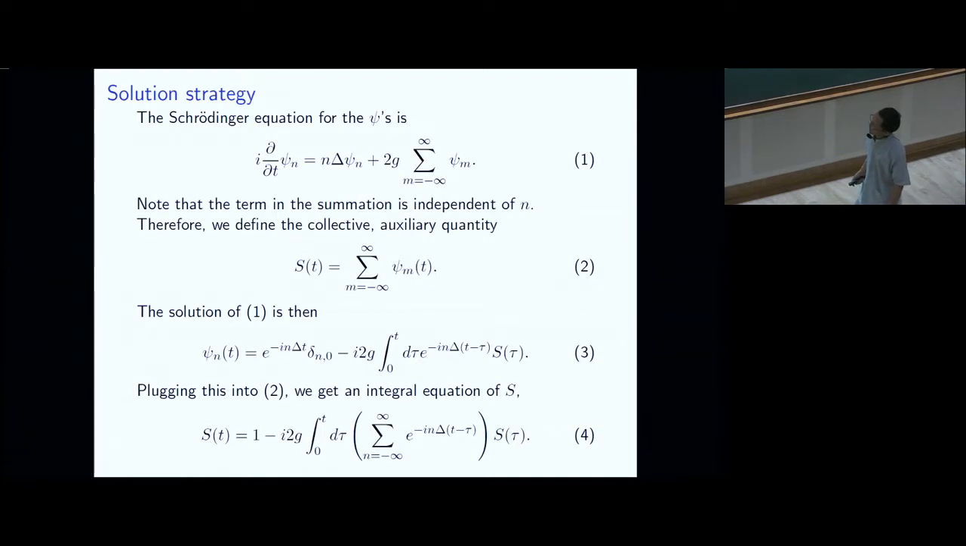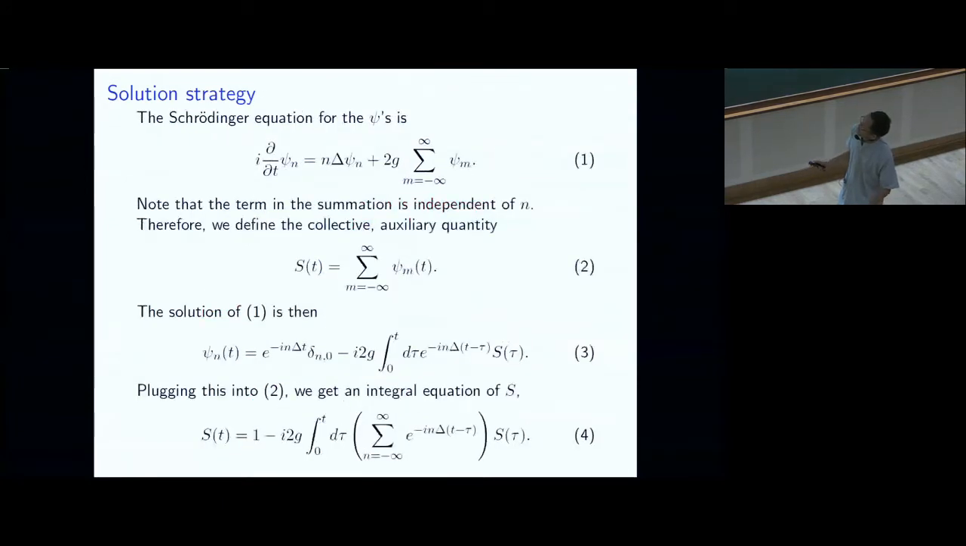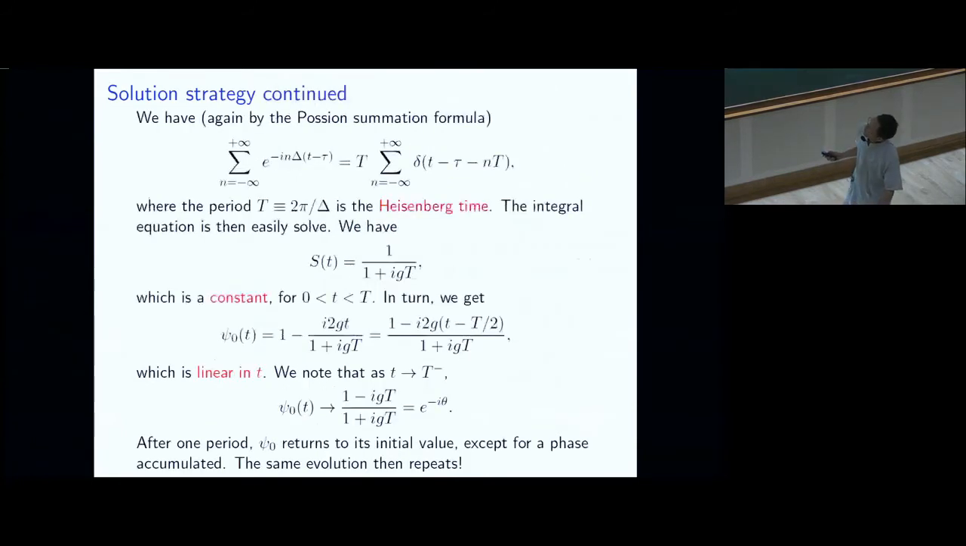Here we have a kernel like this. And for this kernel, again, we have a periodic sampling of some function. So again, we can use the Poisson summation formula and convert this summation to another summation. So it consists of delta functions. They are equally spaced in time. So here again, we have the Heisenberg time, which is 2 pi over the energy level difference delta. So now your kernel is a series of delta functions. So this integral can be easily carried out.